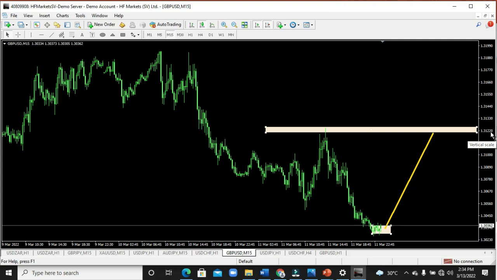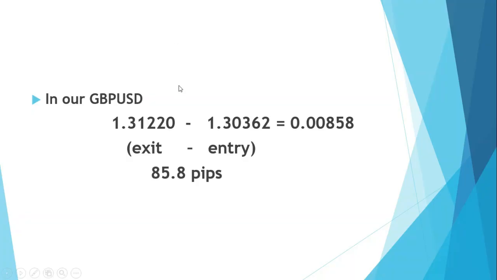Whatever we get by subtracting our entrance from our exit, we now have to move it to 4 decimal places. I repeat again, to get how many pips the market will move from this particular point to this point, we just subtract our entrance, 0.30362, from our exit, 0.31220. The number that we will now get, we simply move it to 4 decimal places. So this is what we will now get if we move it to 4 decimal places.